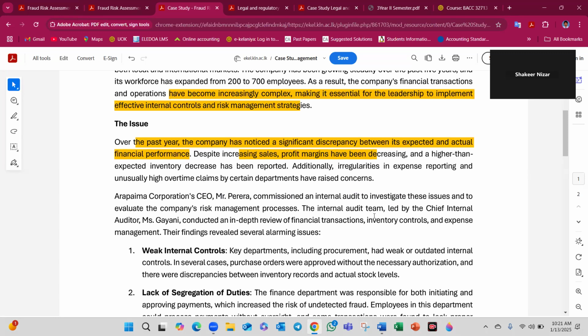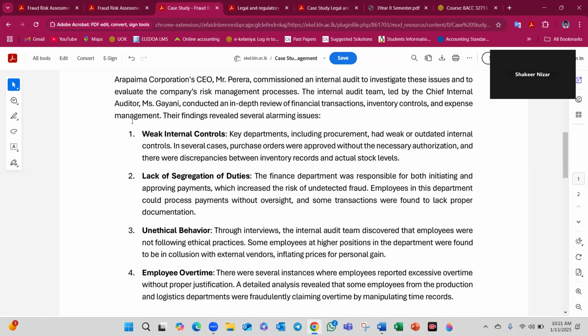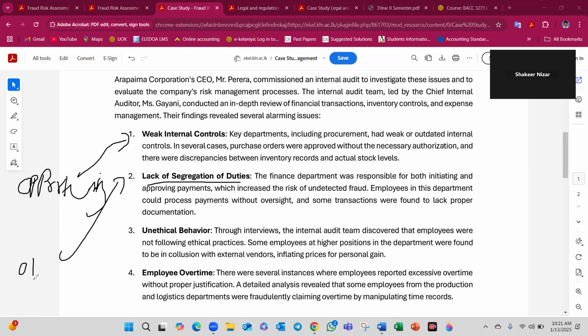Gayani. Mrs. Gayani conducted an in-depth review of the financial transactions, inventory control, and expense management. Their findings revealed weak internal controls. This is an opportunity. If weak internal controls are there, fraudsters can engage in fraudulent activities. This gives an opportunity. Lack of segregation of duties also: the same person who makes the payment creates the record. Lack of segregation of duties is also an opportunity.